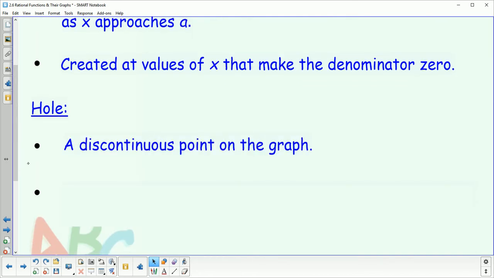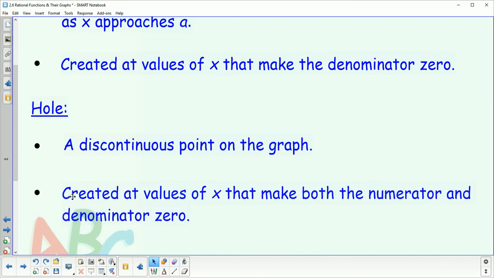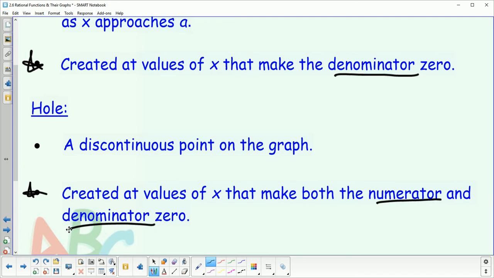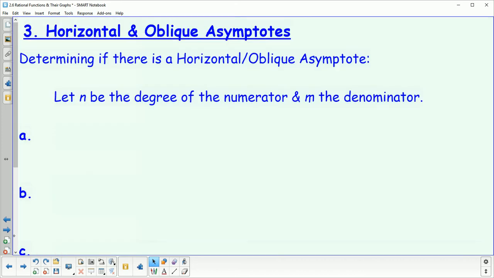Okay, now holes is just going to be a discontinuous point. It's the same idea in principle. The only difference, and this last one is the important piece, vertical asymptotes are only when the denominator is 0. Holes are when both the numerator and the denominator are 0. Okay, so that's going to be how you tell the difference between a hole and an asymptote. You're looking at your domain restrictions. Either one or both pieces is 0.